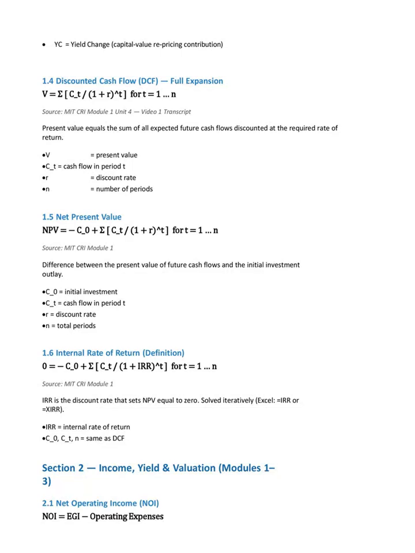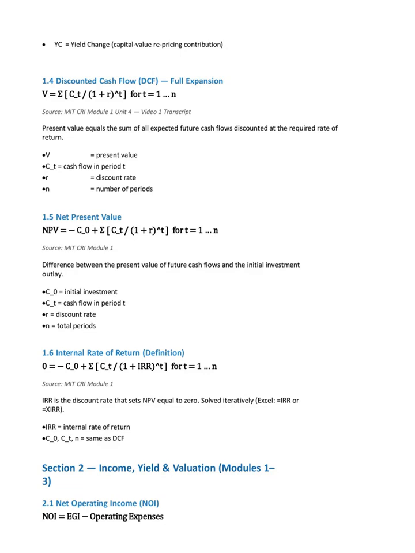This page begins the appendix with the discounted cash flow full expansion. Value equals sum of cash flows divided by 1 plus r to the power t, each variable defined. Then lesson 1.5, the net present value formula, the difference between PV of future cash flows and the initial investment. Lesson 1.6, internal rate of return definition, the discount rate that sets NPV to 0.